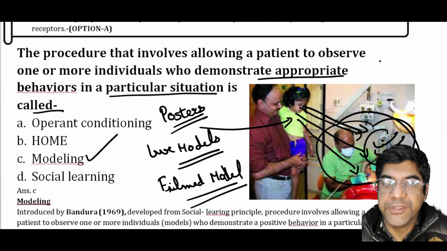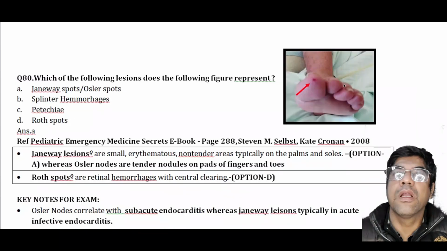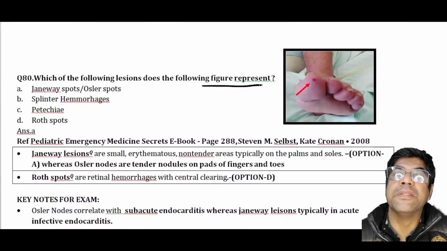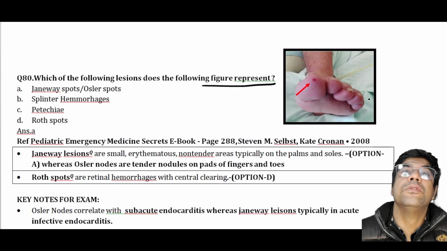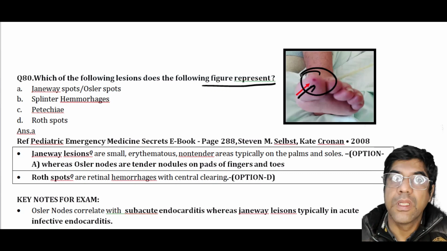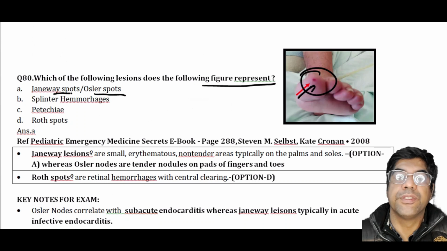So similarly, posters and audio-visual aids are other means of modeling. Coming to the next question, which of the following legends does the figure represent? So this one is an example of Osler nodes or Janeway spots.